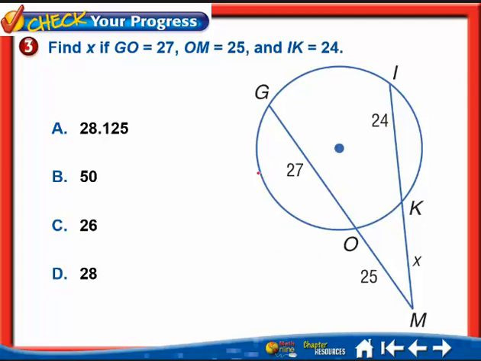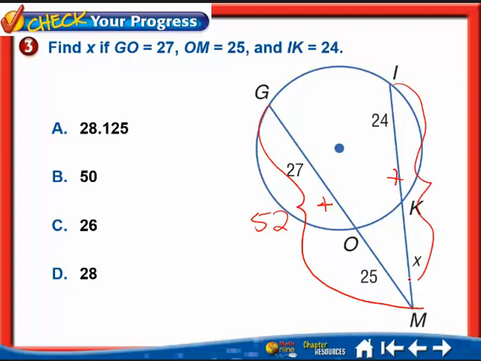Okay, so here we go. We need the whole thing. Well, the whole thing is going to be 27 plus 25, which is 52. The whole thing here is going to be 24 plus x.